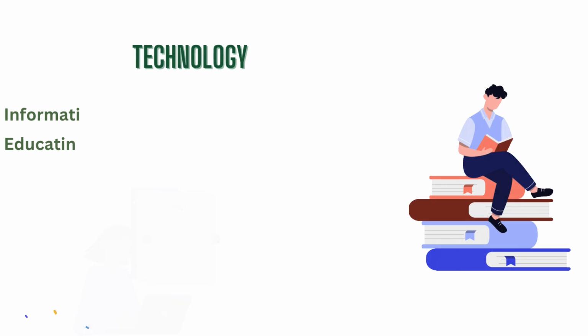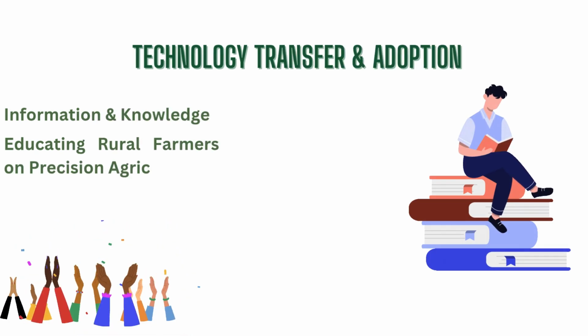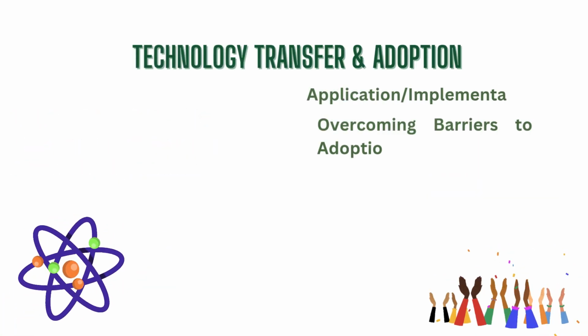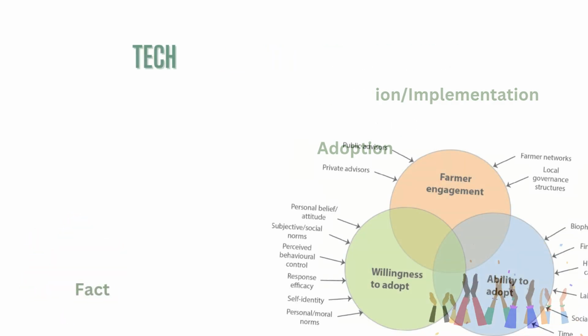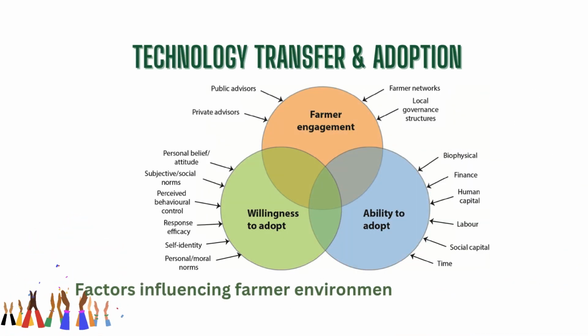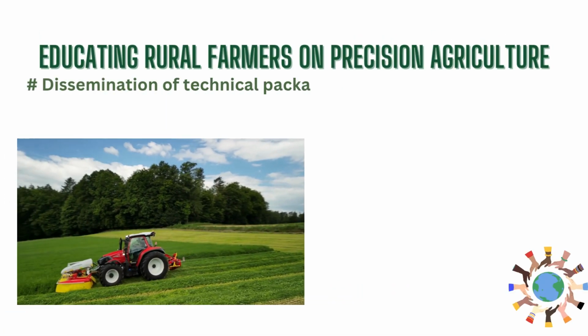Technology transfer and adoption. This is divided into 2. The information and knowledge, which talks about educating rural farmers on precision agriculture, and application implementation, which emphasizes on overcoming barriers to adoption. This image shows factors influencing farmer environmental decision-making, which includes farmers' engagement, willingness to adopt and ability to adopt, and educating rural farmers on precision agriculture.